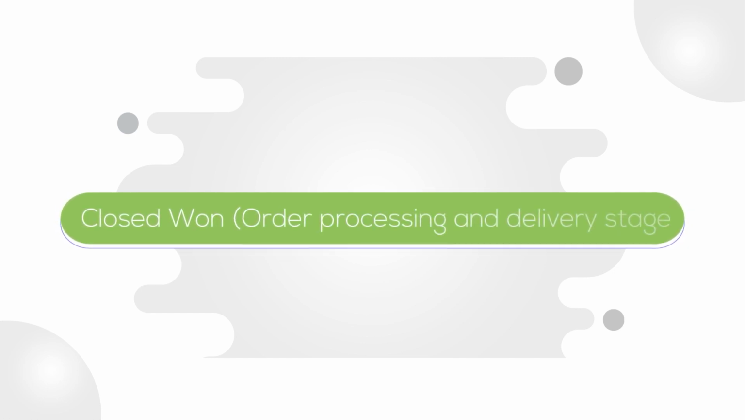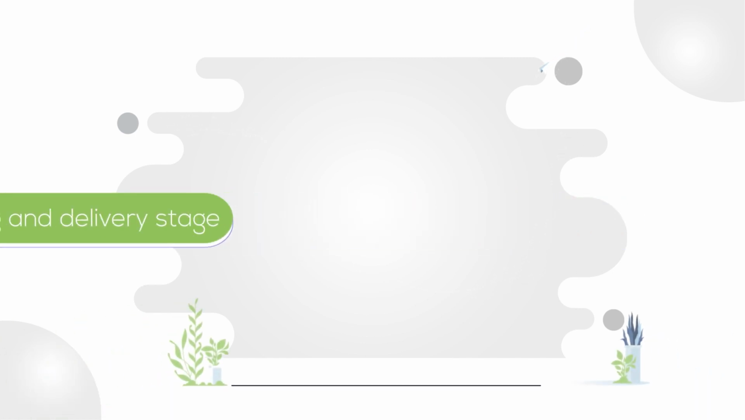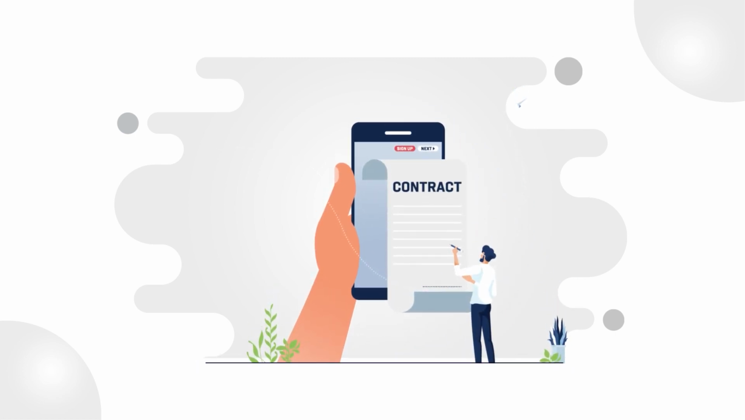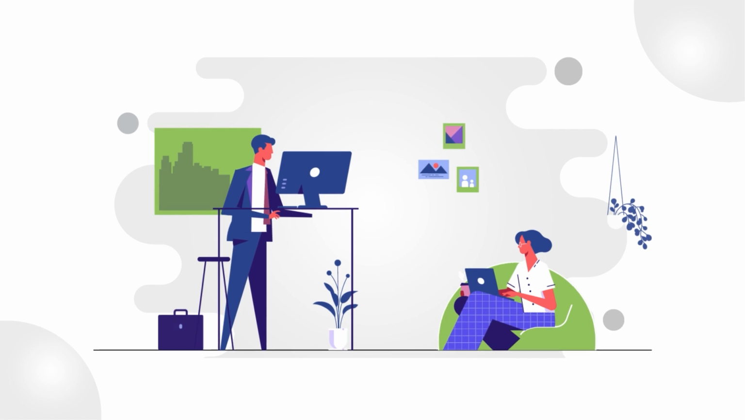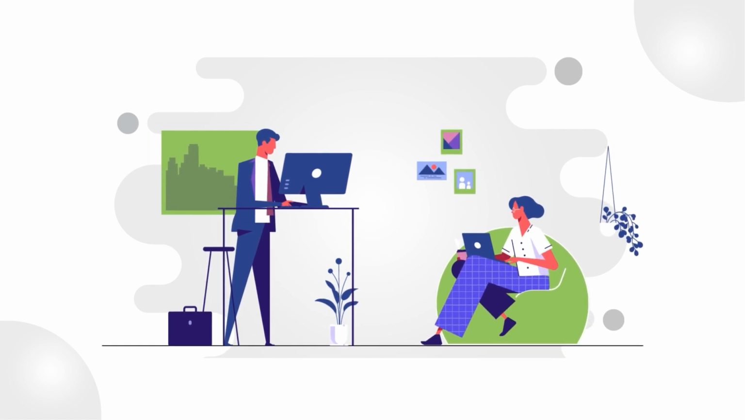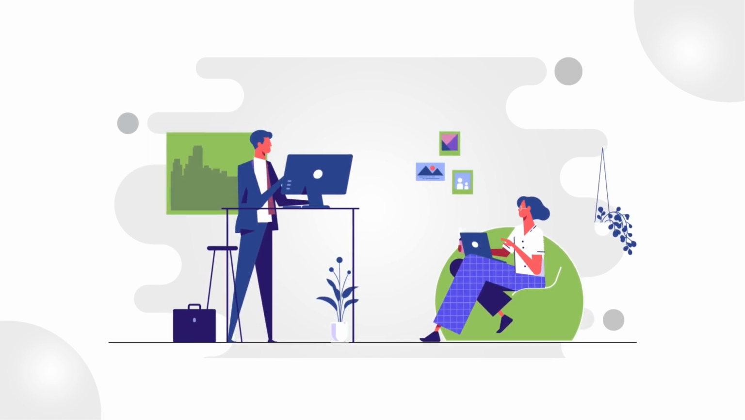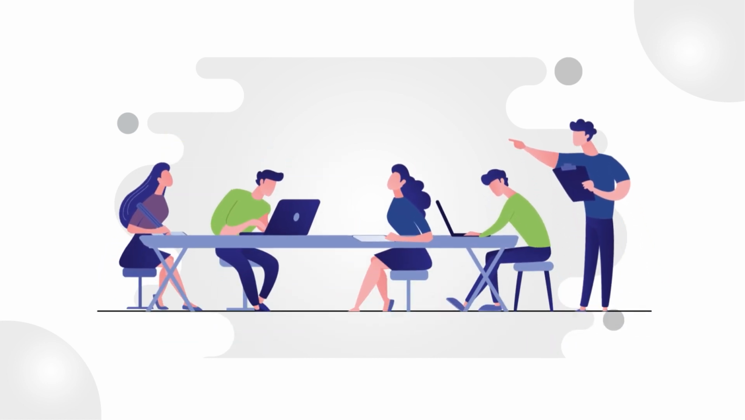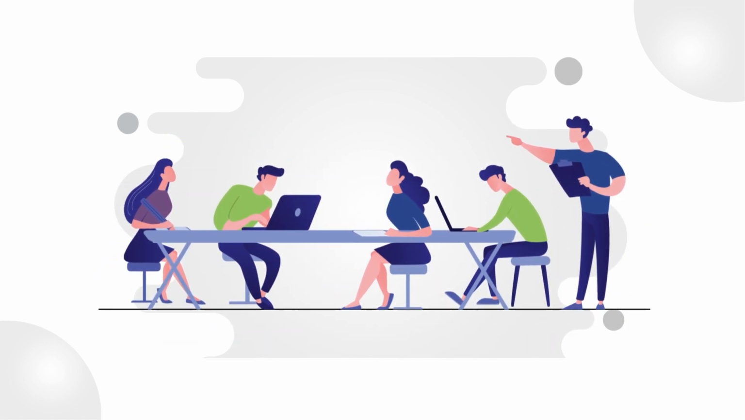Step 6. Closed one. Order processing and delivery stage. You're told you've been awarded the contract and their purchasing department is processing a PO. It's now time to work harder to ensure what you promised will be delivered. You need an implementation plan agreed with the customer and your company. Work with the customer success team to deliver above what is promised.